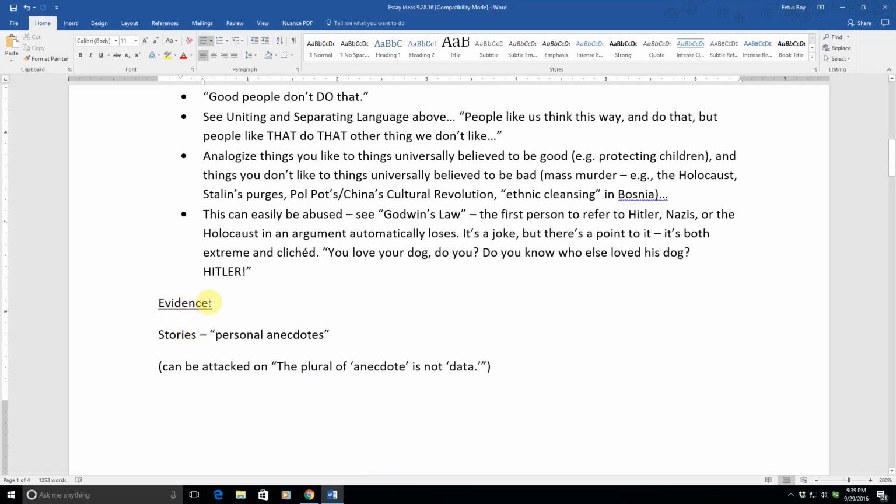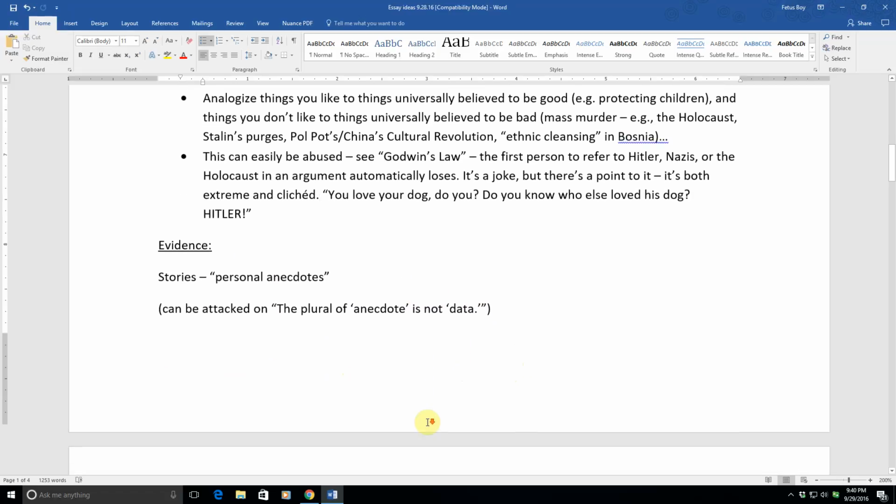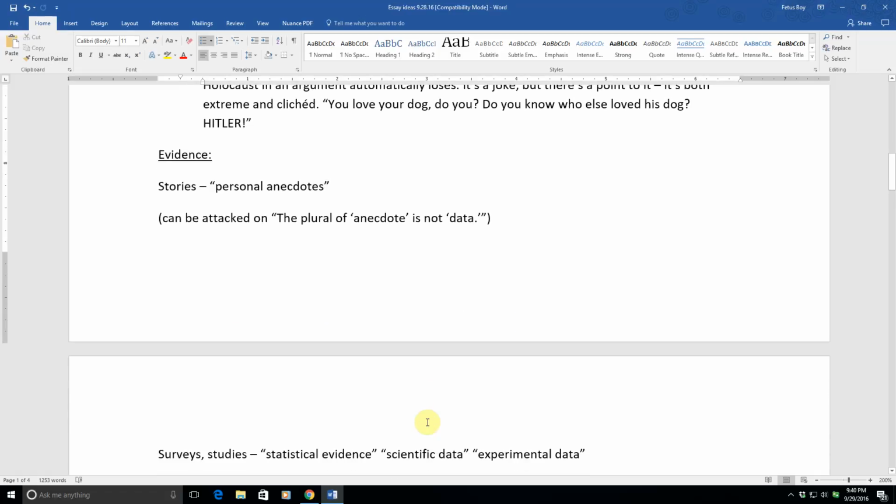Stories. Those are kinds of evidence. We're talking about evidence here. So you have stories such as personal anecdotes. That can be attacked on the grounds that the plural of anecdote is not data. Well, that's great that that one thing happened once, but that was an outlier, a very unusual occurrence, and you're just taking some kind of really unusual occurrence and pretending that that is the rule rather than the exception.